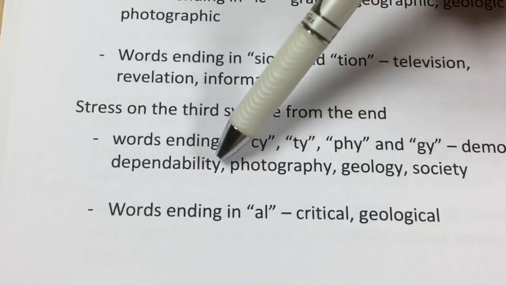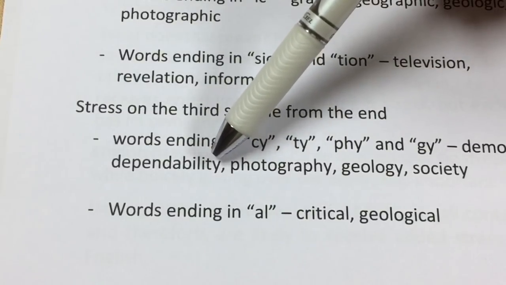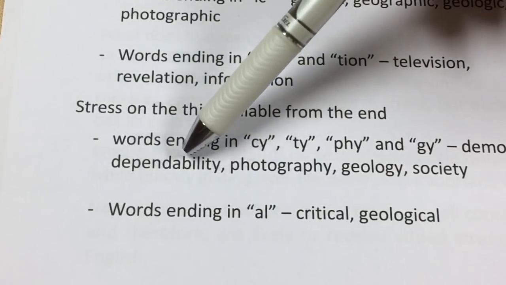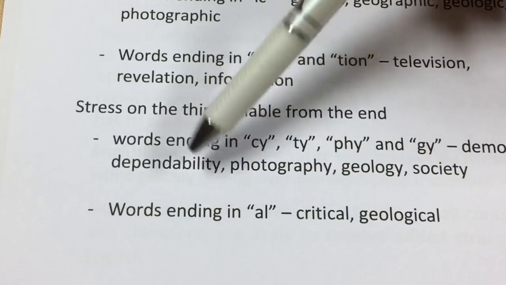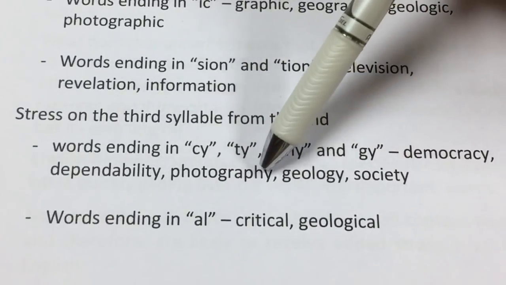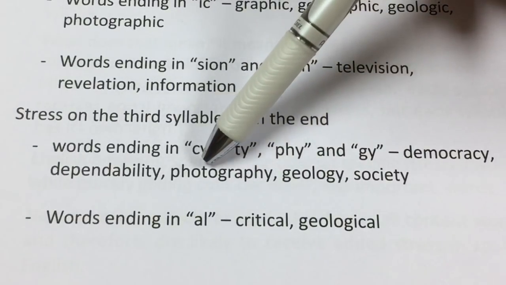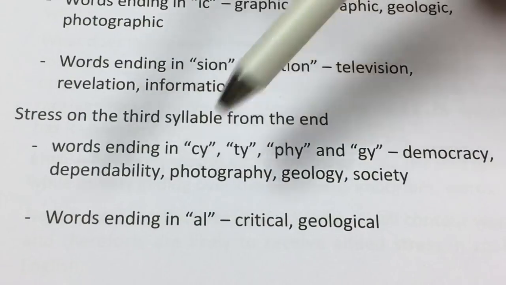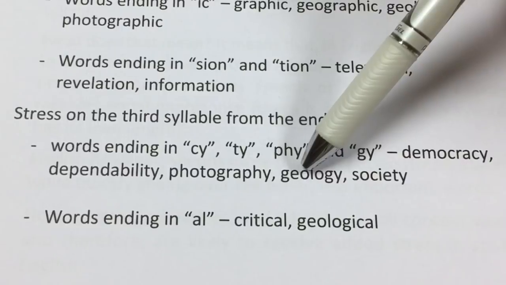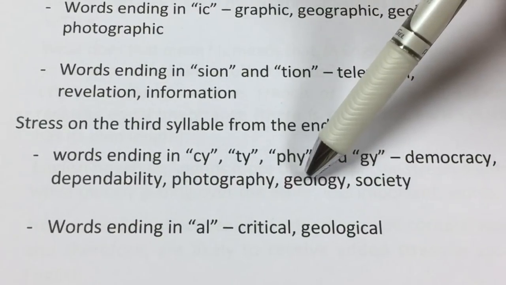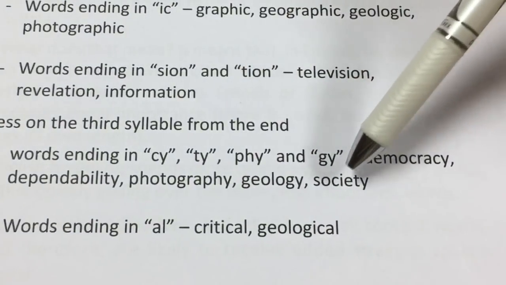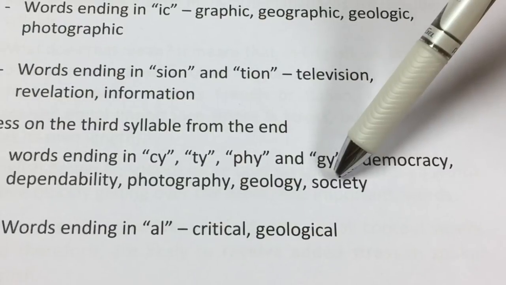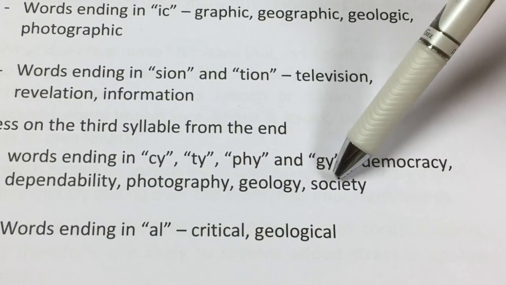How about this one? 1, 2, and 3. We read it as dependability. Dependability. How about this one? 1, 2, and 3. Photography. 1, 2, 3. Geology. 1, 2, 3. Society.